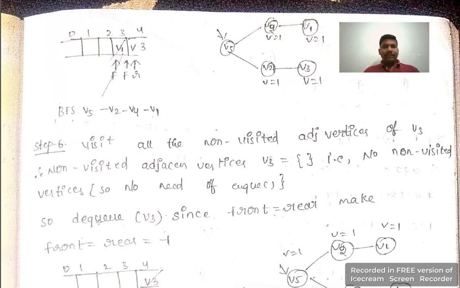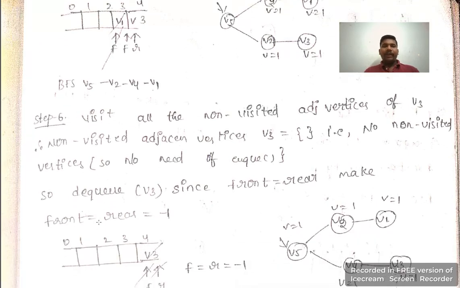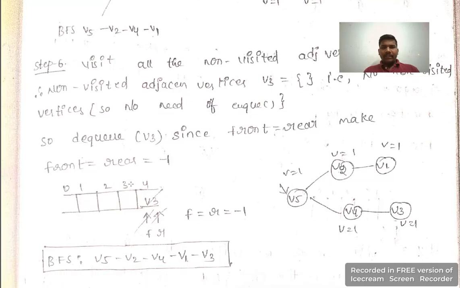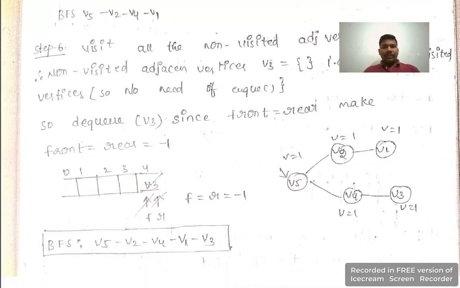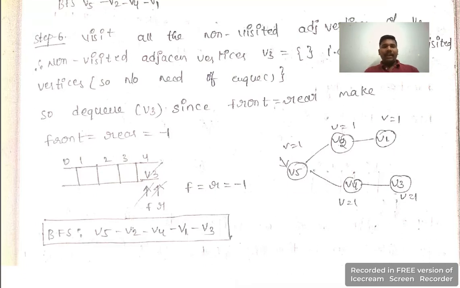And step 6 is to visit all the non-visited adjacent vertices of V3. There are no non-visited adjacent vertices of V3. So DQ V3, and since front equal to rear equal to -1, the Q size is 0. Then the BFS order is V5, V2, V4, V1 and V3. So all are visited in this case, so V is equal to 1 at this stage.